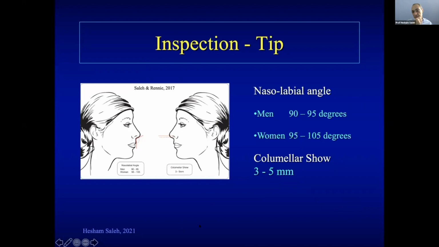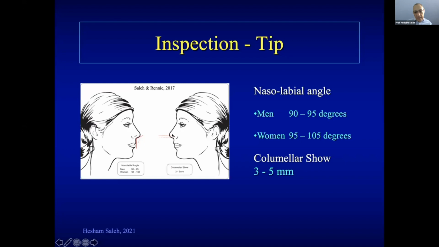Always remember the difference between men and women in the lateral view, because the nasolabial angle is really important. It should be 90 to 95 degrees in men, not open like this. So in women, it's 95 to 105. That's really important. It makes a big difference to feminization of the nose. It will look too odd in a man who's got a tip that's very, very lifted.